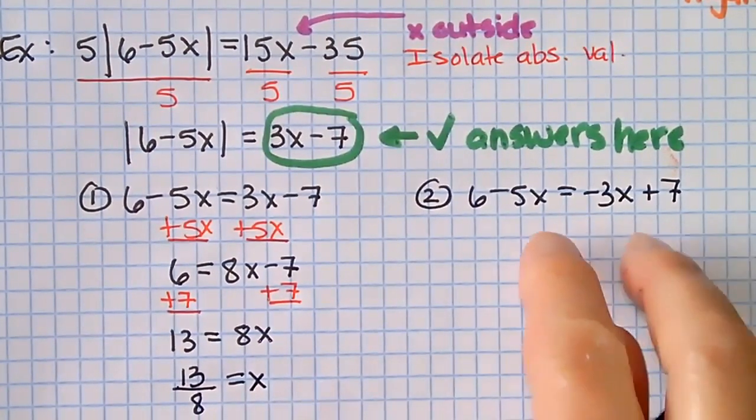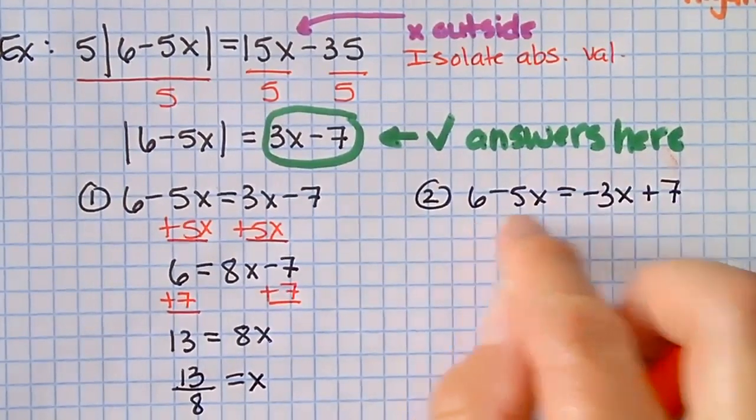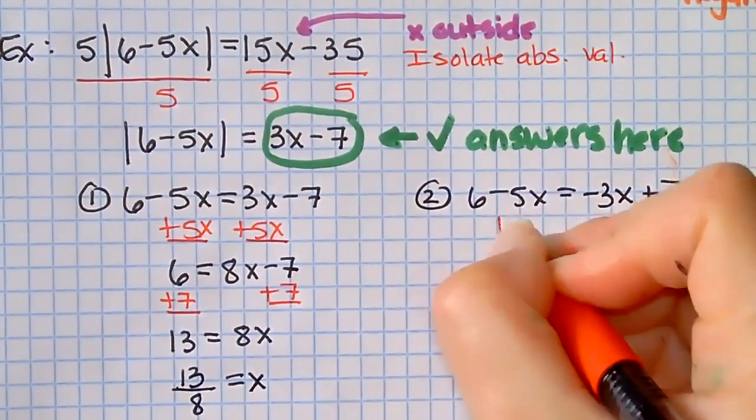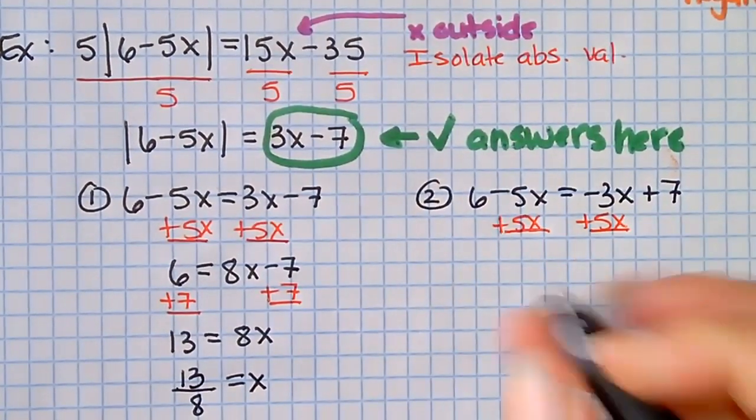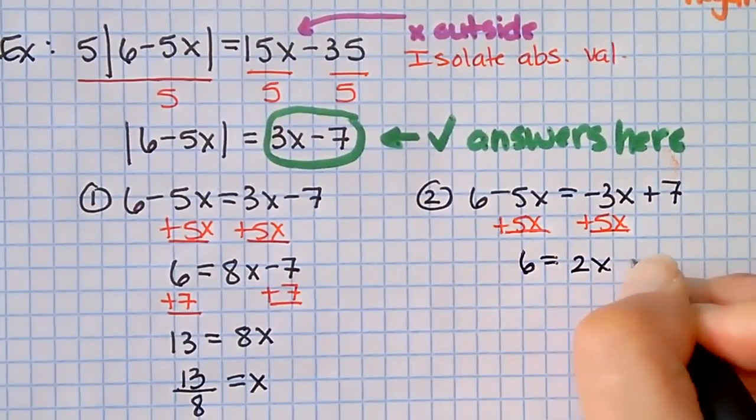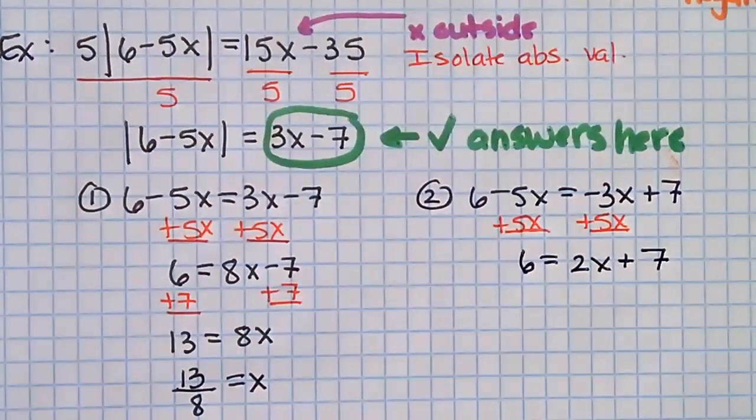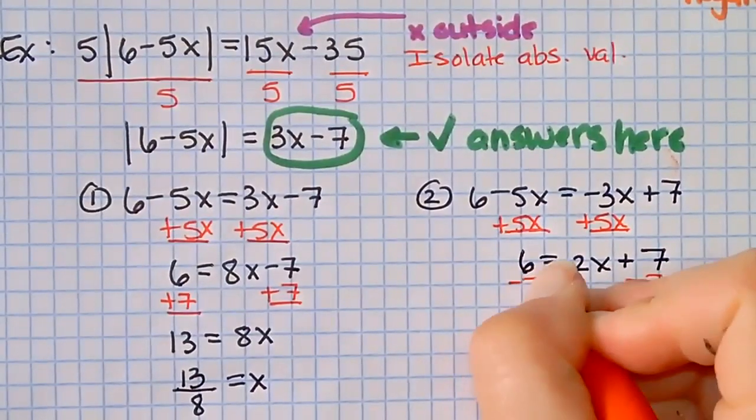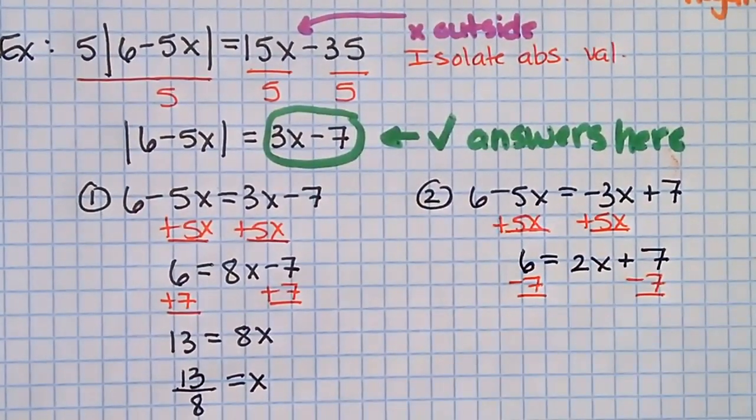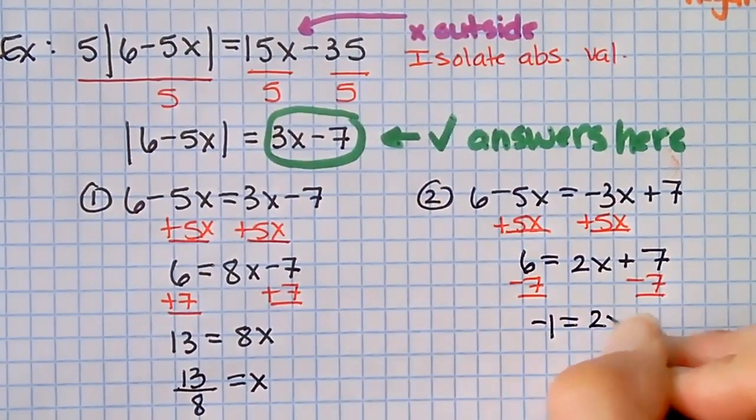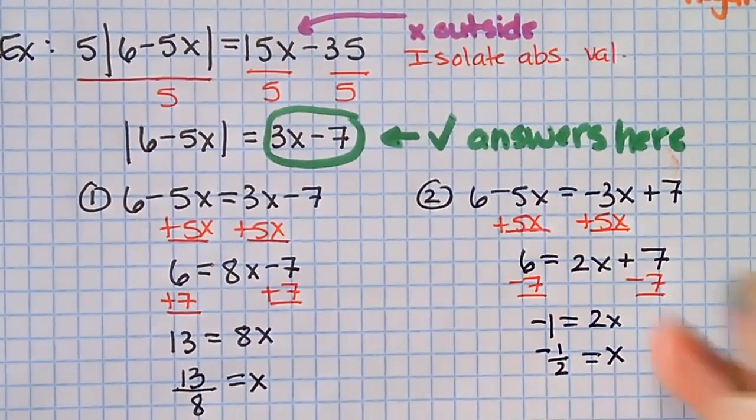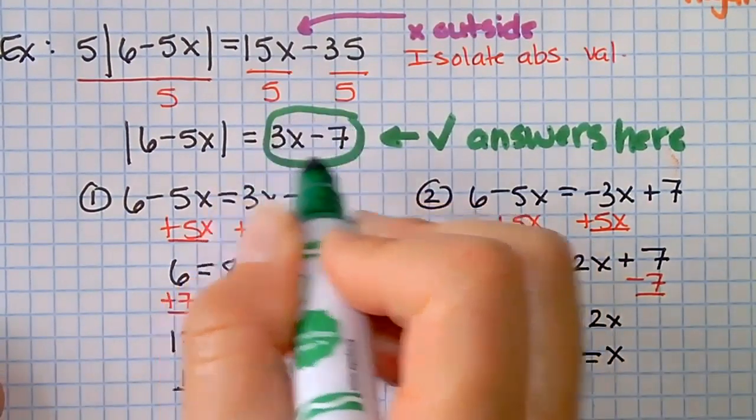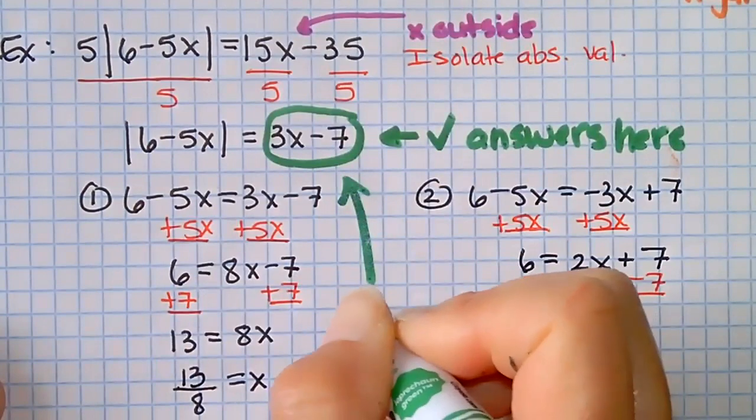I'm going to come over here and go through the same process again. I have x's. Adding 5x will be easier, give me a positive number. I get 6 is equal to 2x plus 7. I'm going to minus 7 from both sides. And I get negative 1 is equal to 2x. Divide by 2, I get a negative 1/2 is equal to x. So these are the two numbers I'm going to check. And again, I'm checking to see the sign of this. So that's where I'm going to check answers.